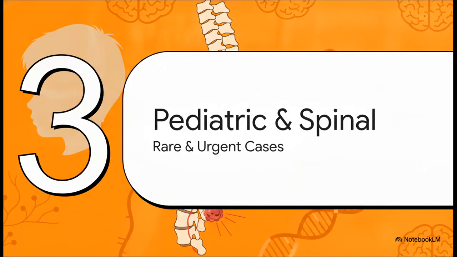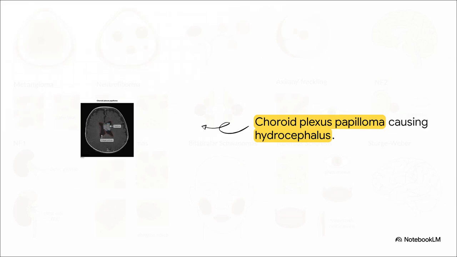Let's shift gears to pediatric and spinal tumors. Choroid plexus papilloma is a rare, slow-growing, benign tumor found in infants. What's unique here is that it actively increases cerebrospinal fluid production. That leads directly to enlarged ventricles and hydrocephalus. Once you diagnose it with an MRI, surgical resection is your primary treatment.